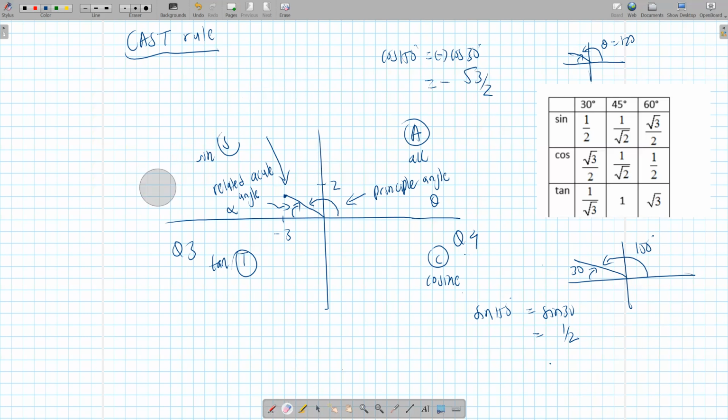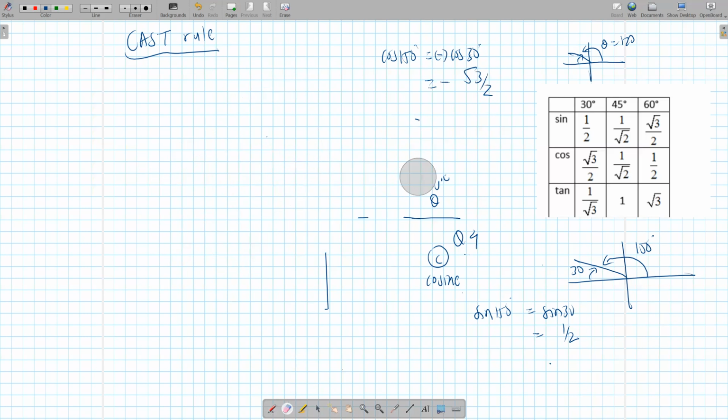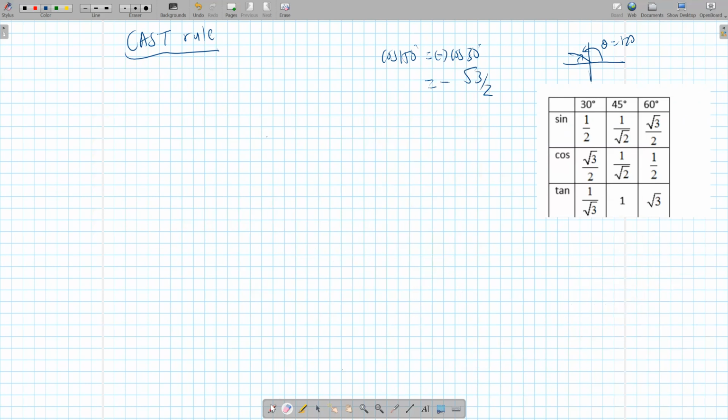Now let's take this up to the next quadrant. The idea is exactly the same. You just want to see where it's positive or negative. So it's like this. This is 1, 2, 3, 4. And the rule is C-A-S-T. Now let's go into a different quadrant. Let's go here.